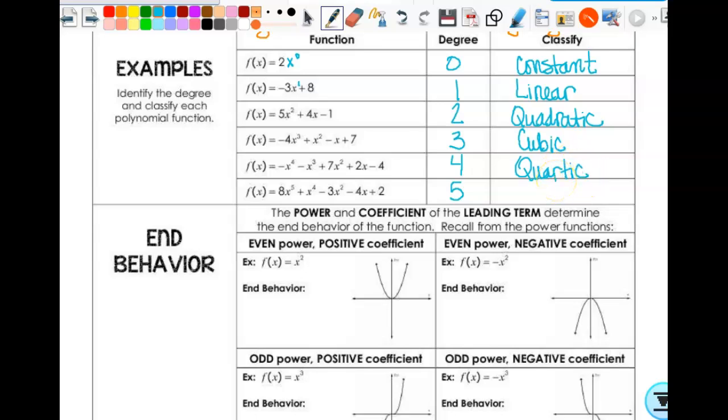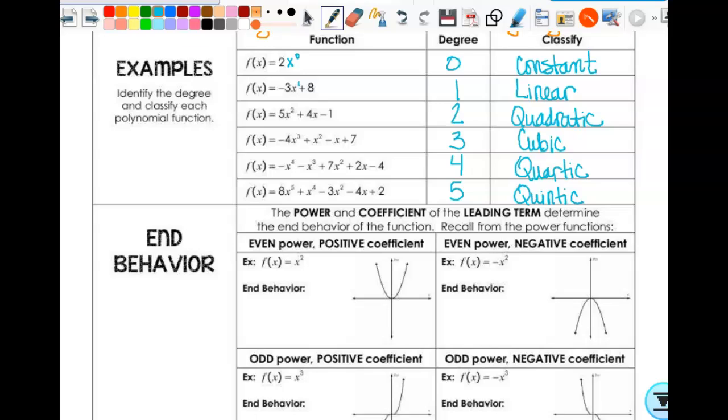And the 5th one? Quintic. There are fancy names all the way to infinity, but most people don't know them and they're really not that important, but they exist, just so you know. But if you get to like a 12th degree, you can call it a 12th degree polynomial. You don't have to know the fancy name for it. Okay. All right, we all good?